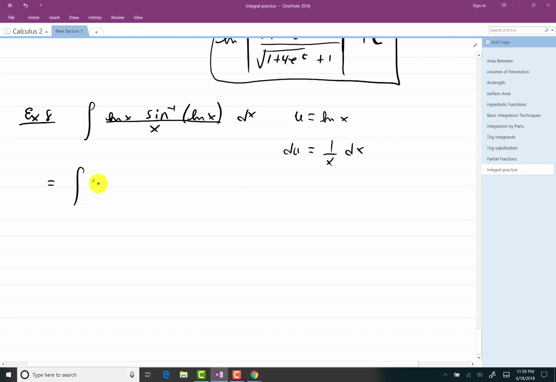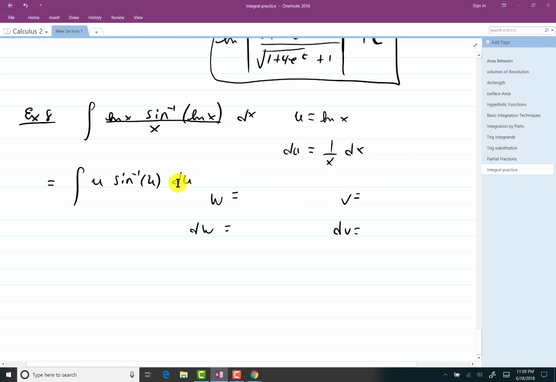I get the integral of u arc sine of u du. Now this is rather difficult. Unless you go about using a table, I suspect that I would use integration by parts. And since I don't know the integral of arc sine of u, I'm going to use w, v, dw, dv, so that I don't use a u again.